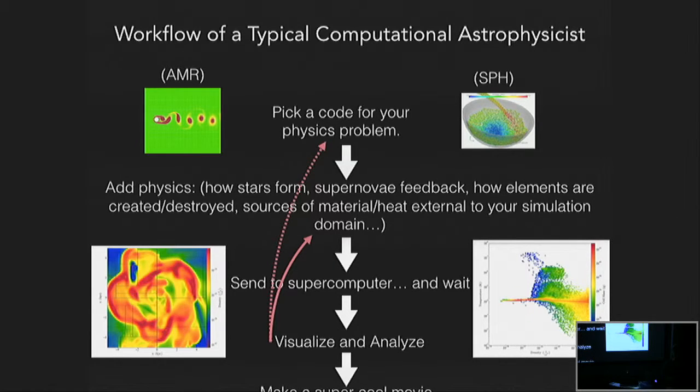Then you send it to a supercomputer and you wait. Then you make some analysis and visualization plots. And then you sort of lather, rinse, repeat, right? You're going to do that a lot. Hopefully you don't have to go all the way back to the beginning and pick a different code, but you're going to iterate a bunch on tweaking your physics models and sending it to a computer.